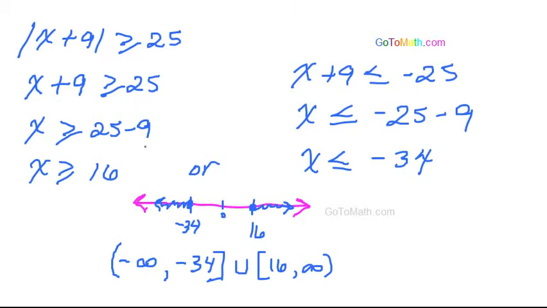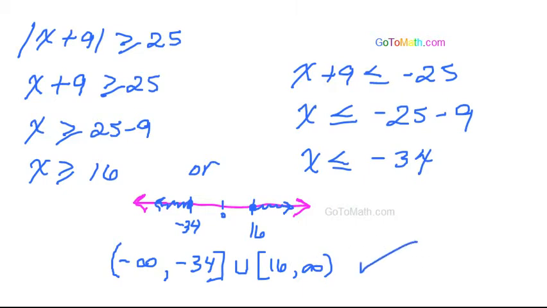For example, take 0, and if you were to plug 0 in right here, you get 0 plus 9 is 9, and the absolute value of 9 is 9. But 9 is not greater than or equal to 25. You see that? But if you did negative 34 and plugged it in, you would get negative 25, and the absolute value of negative 25 is 25, and 25 is greater than or equal to 25 because it's the equal part that makes it true. Alright, so there you go.